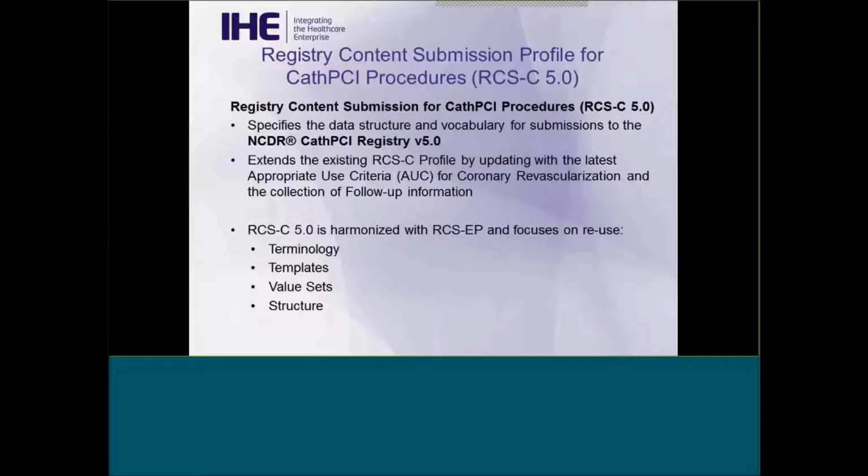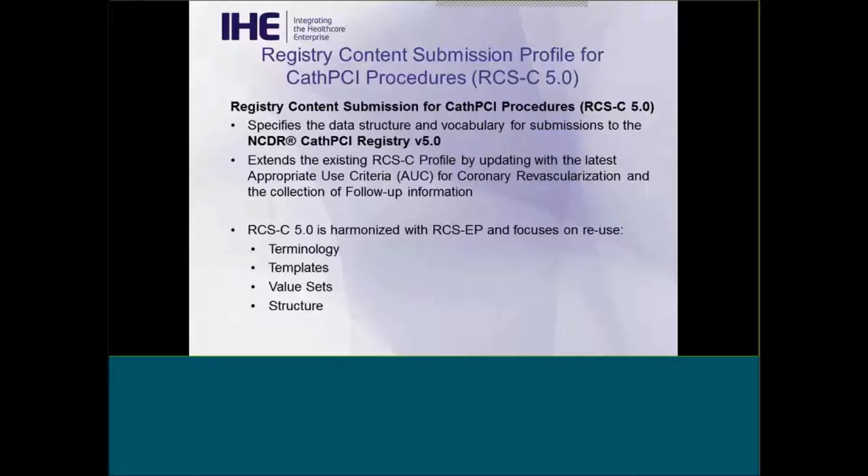So as I mentioned, NCDR's commitment to interoperability and additional profiles, and we are releasing a RCS-EP version 5 profile in coordination with our upgrade to the CAP PCI 4.4 to version 5. This upgrade of the registry, CAP PCI registry, includes updated AUC data elements for PCI and the addition of diagnostic cath AUC data elements.